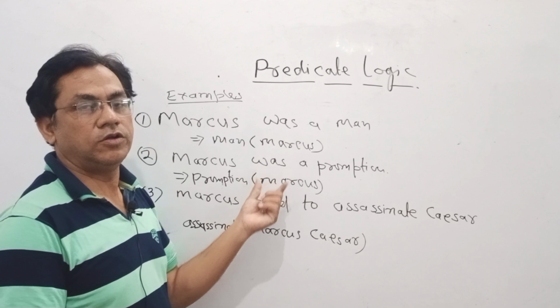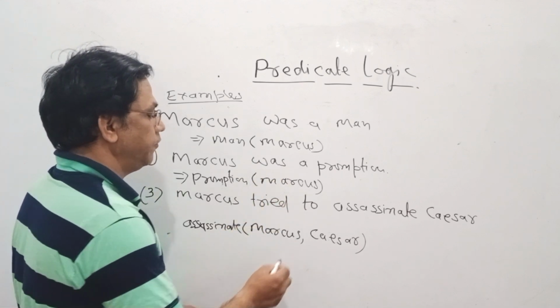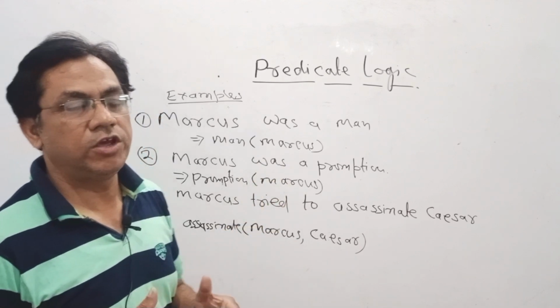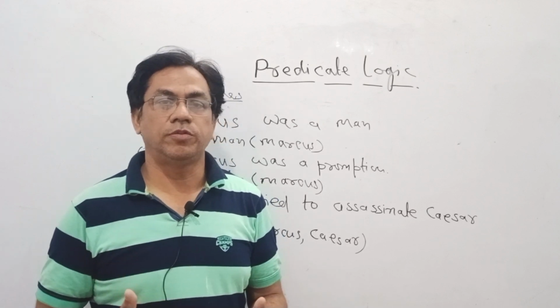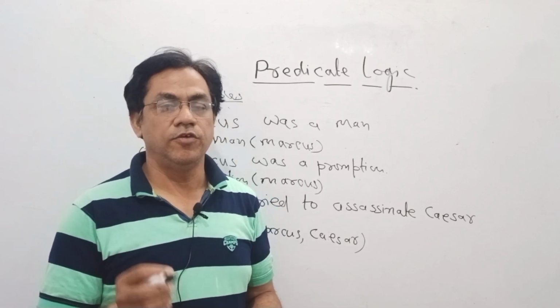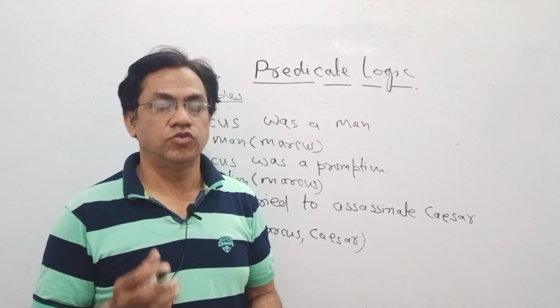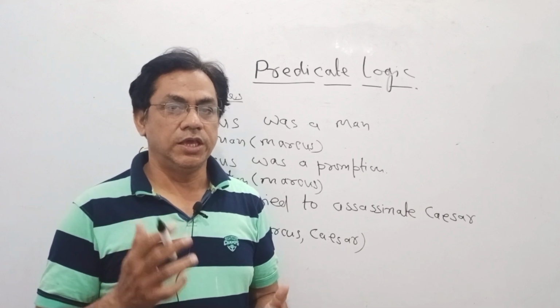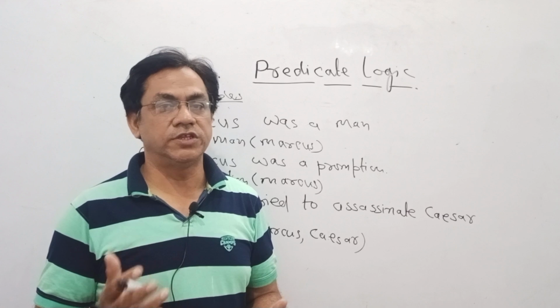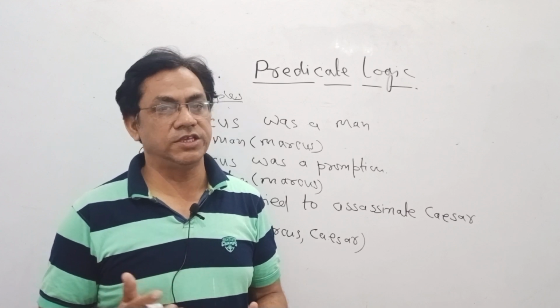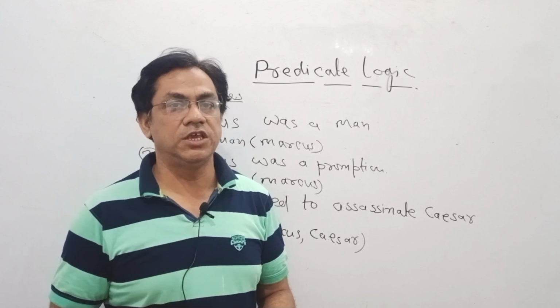So this is predicate logic in its simplest form. But whenever we require more complex types of knowledge representation, we require quantifiers. There are two quantifiers in predicate logic: one is the universal quantifier and the second is the existential quantifier. Now we will see about them.